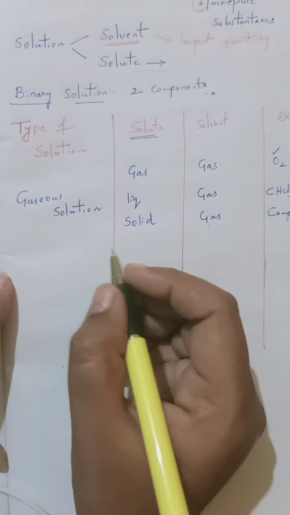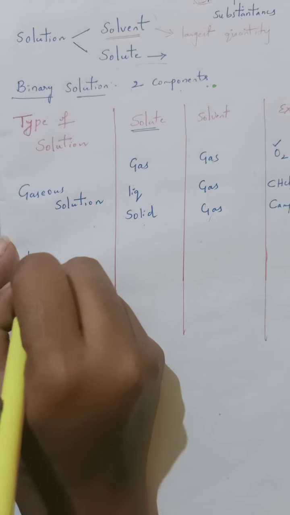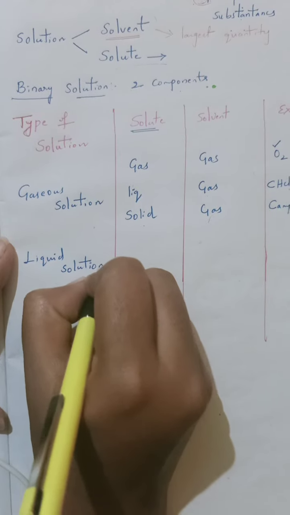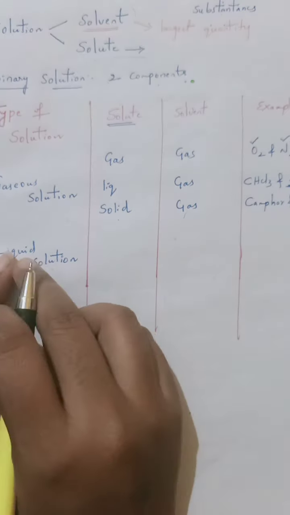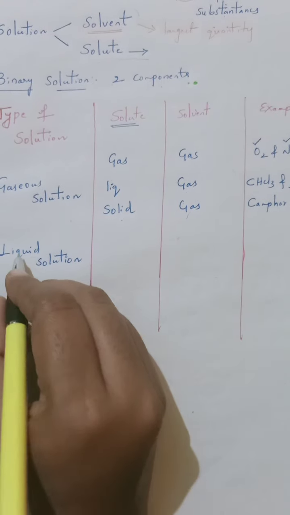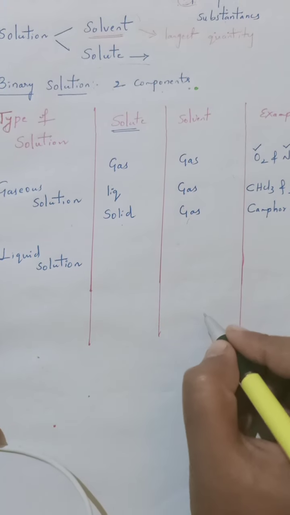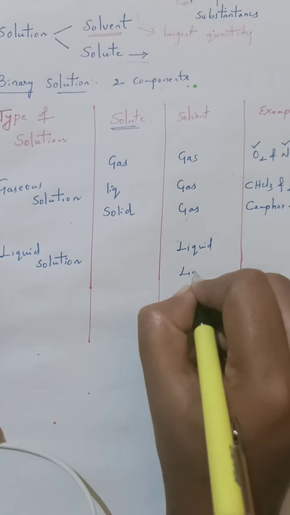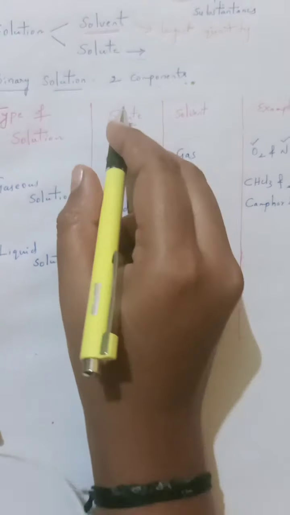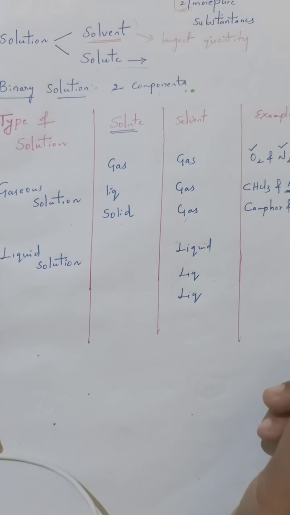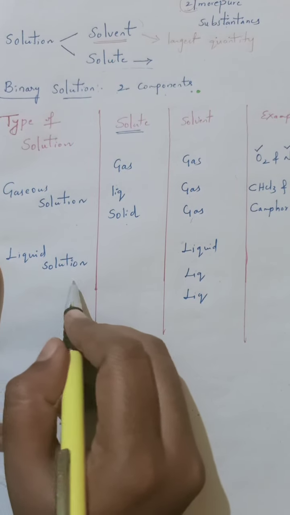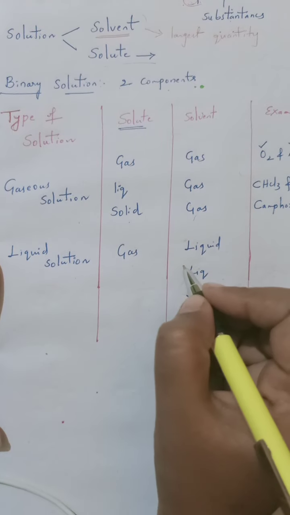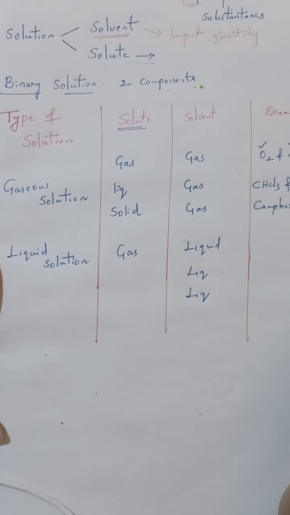Now the second type of binary solution, that is liquid solution. In this liquid solution, the condition of the solvent will be the same, that is always in liquid state. The solvent condition doesn't change, it always exists as liquid. Again it is of 3 types, based on the condition or nature of the solute. Based on the nature of solute, the first is gas dissolved in a liquid solvent. Here the nature of solute is gaseous.